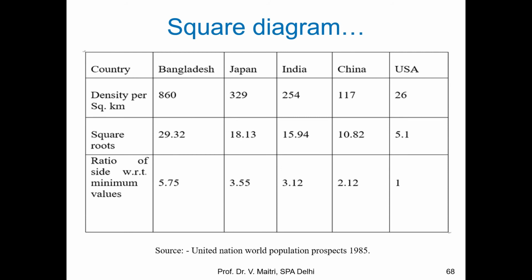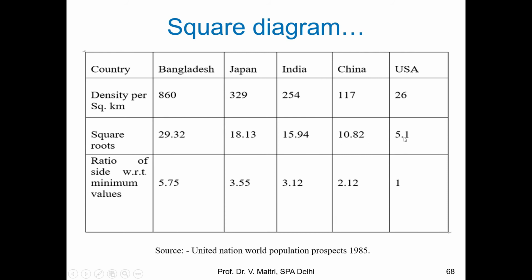So what do we do? Countries: Bangladesh, Japan, India, China, USA. Density: 860, 329, 254, 170, 26. Find the square root. The square root of 860 is 29.32, of 329 is 18.13, of 254 is 15.94, of 170 is 10.82, and of 26 is 5.1. Now 5.1 is the minimum value. We divide all these values by 5.1.